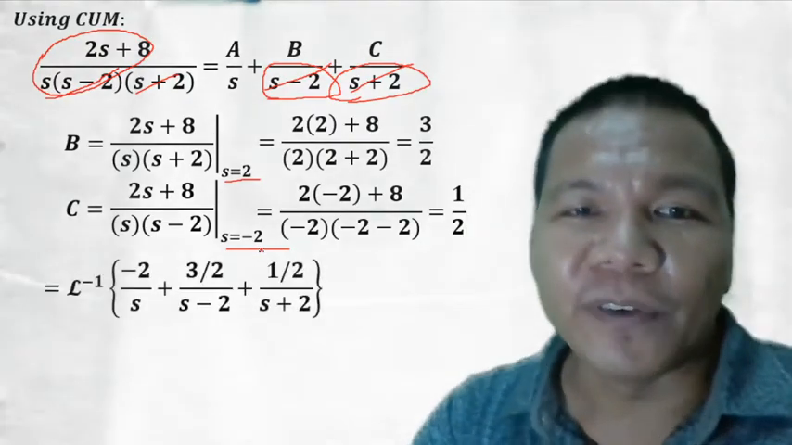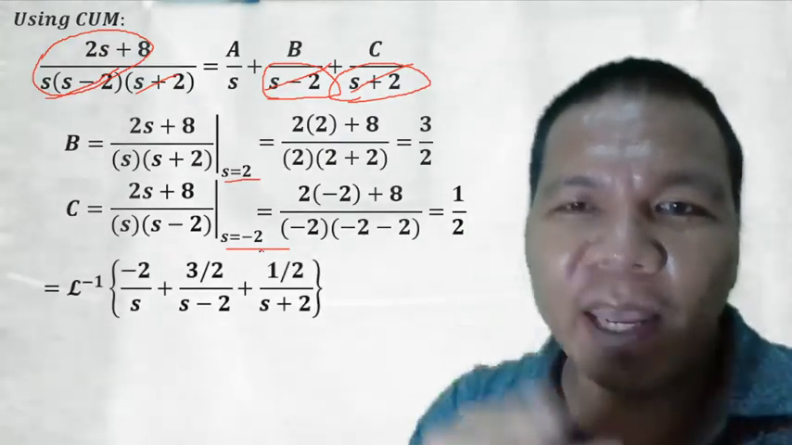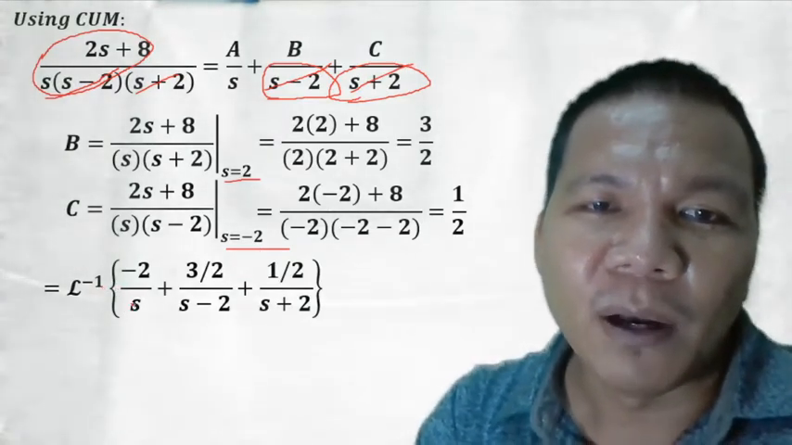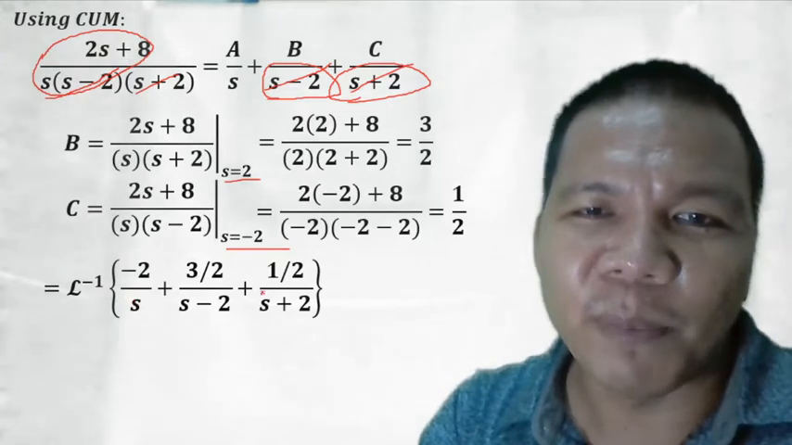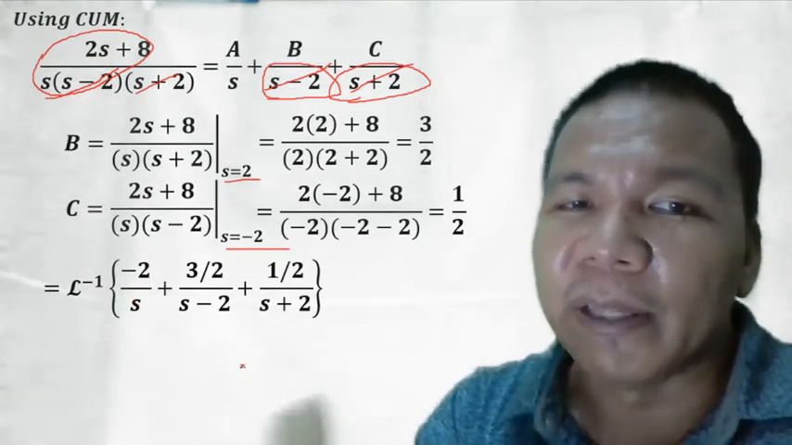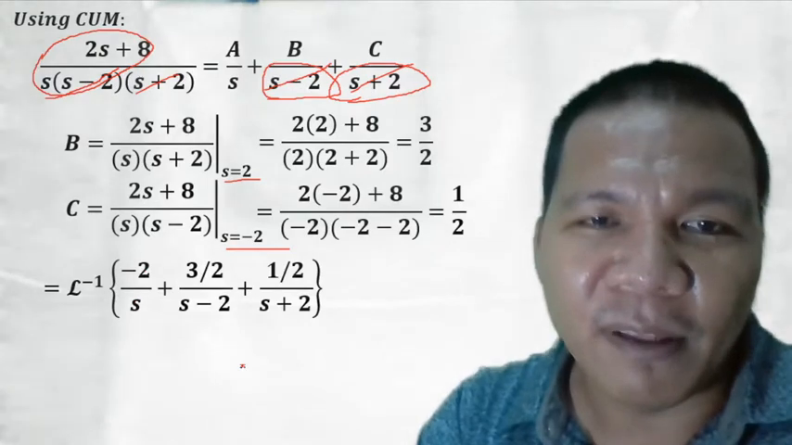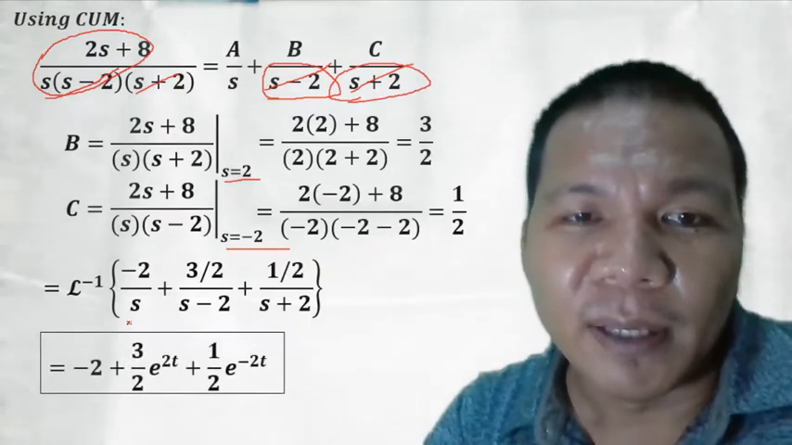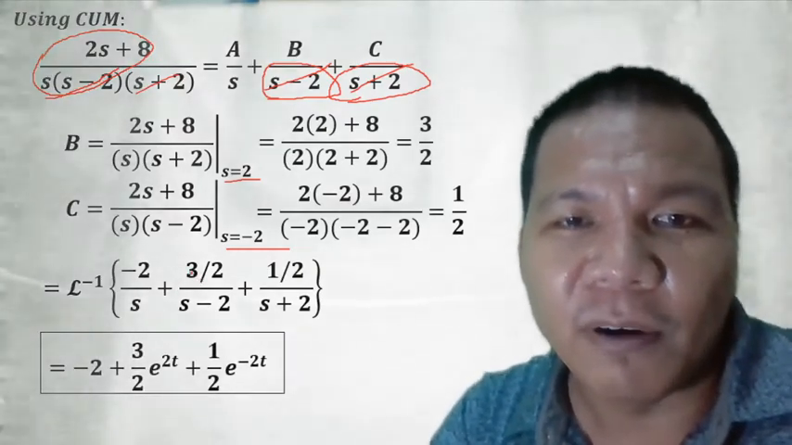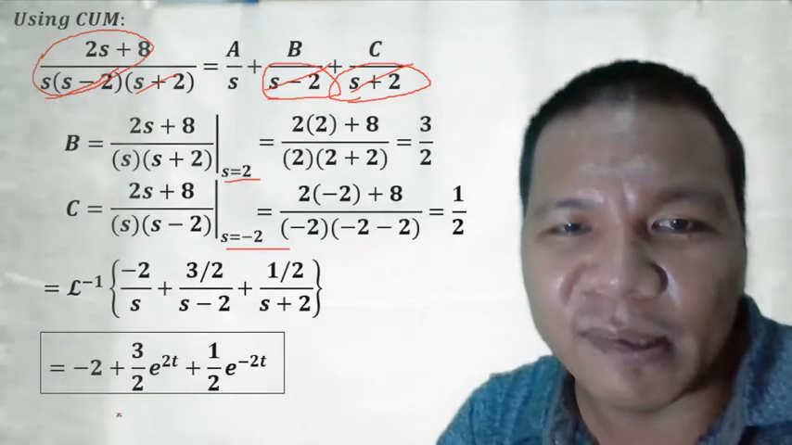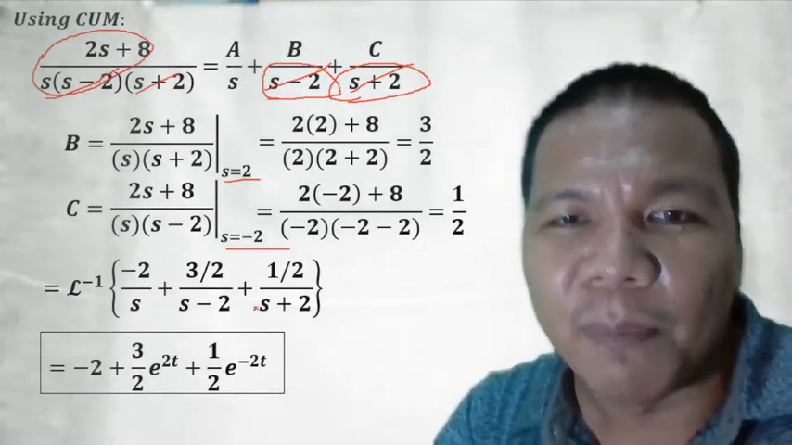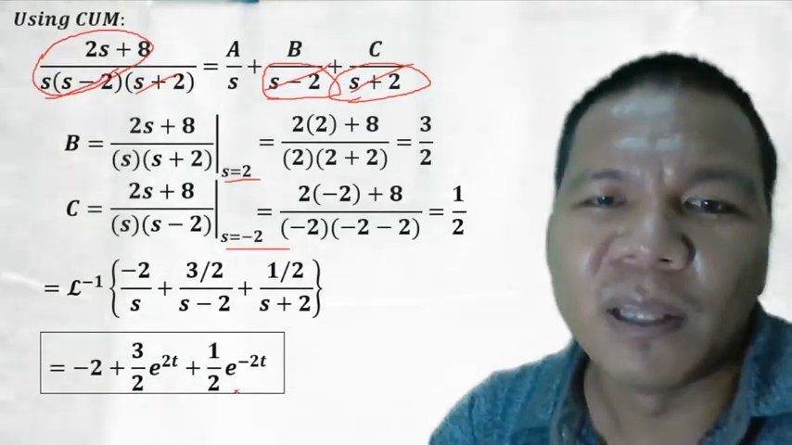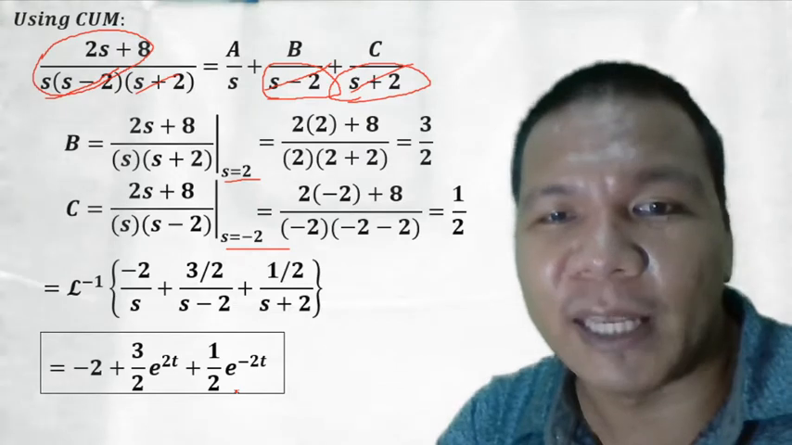Okay, after substituting all the values a, b, and c into your expanded version of the fraction, this is the partial fraction, substitute the values and take the individual inverse Laplace transforms. So the inverse Laplace of negative 2 all over s is equal to negative 2. The inverse Laplace of 3 halves all over s minus 2 is 3 halves e raised to 2t, plus the inverse Laplace of 1 half over s plus 2, which is 1 half multiplied by e to the minus 2t.